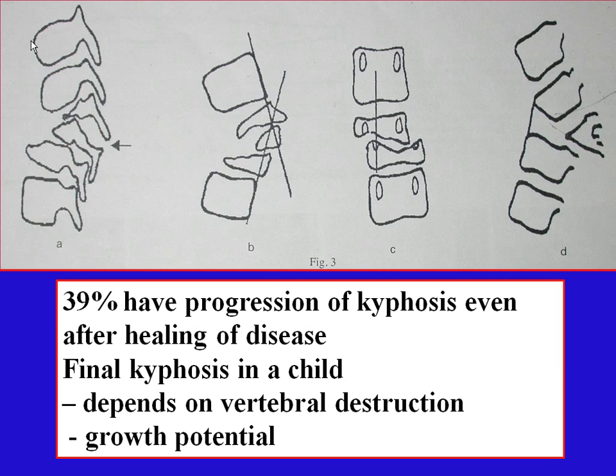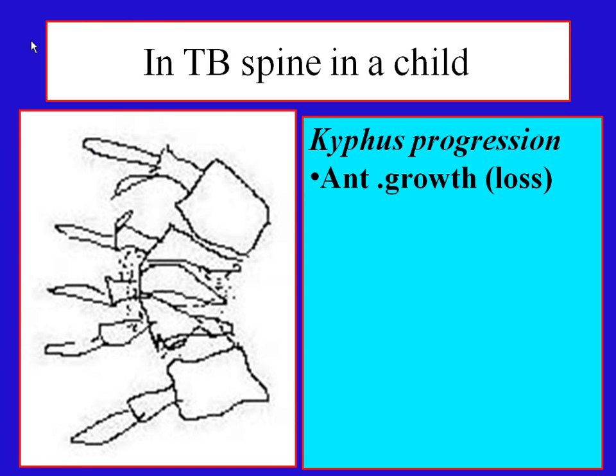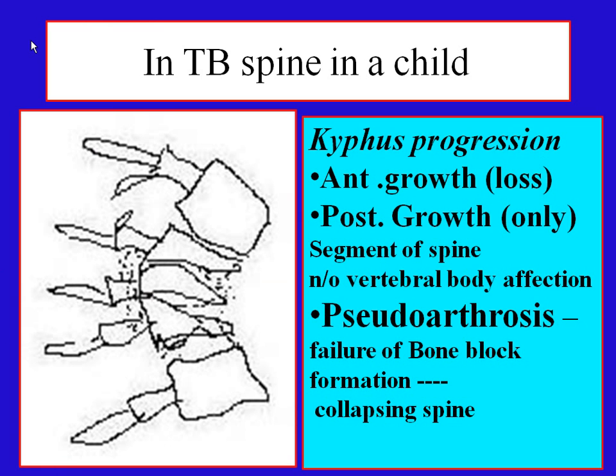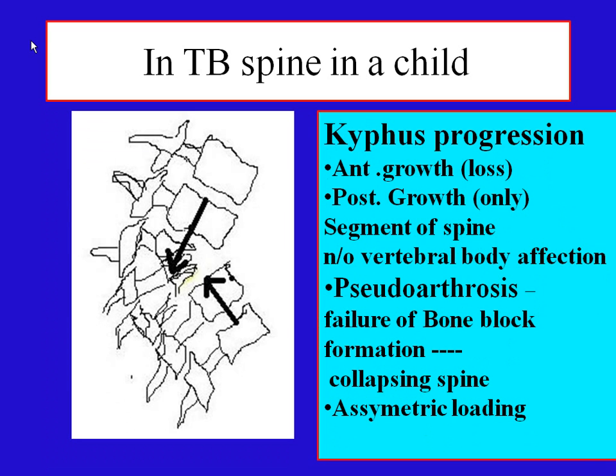Well, there are a lot of pictures, but if we take it summarily, TB spine in children is progressive because of 3 reasons. Anterior growth loss, where growth potential is lost, or unabated posterior growth, which depends on the segment of spine and the number of vertebral bodies affected, or pseudoarthrosis, where the anterior disease area does not form a bone block, it collapses on the proximal spine, keeps on collapsing onto the distal spine, and gives rise to asymmetric loading onto the distal vertebrae, and hence this kyphosis is going to progress. So these are the 4 issues in TB spine in a child for a progressive kyphosis.